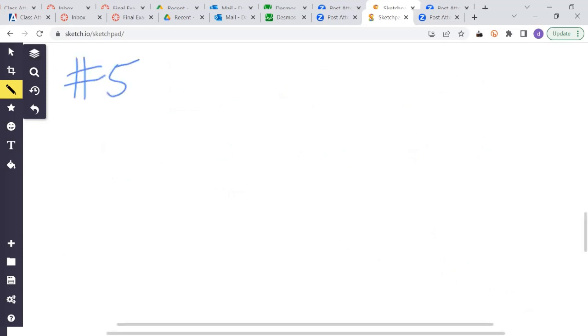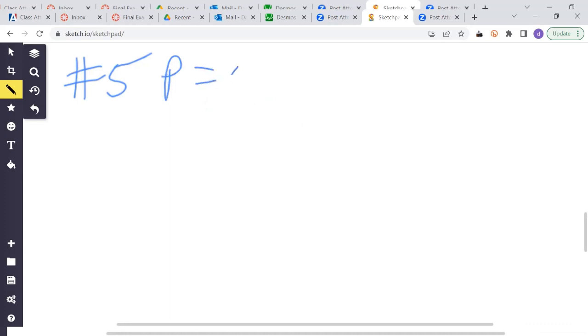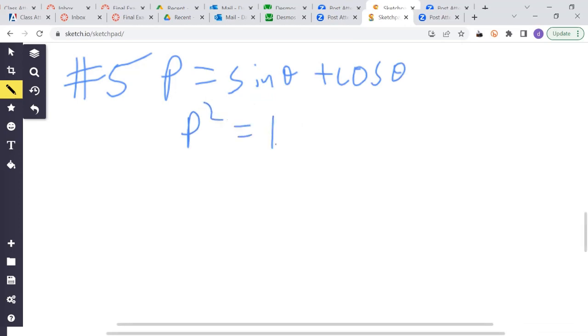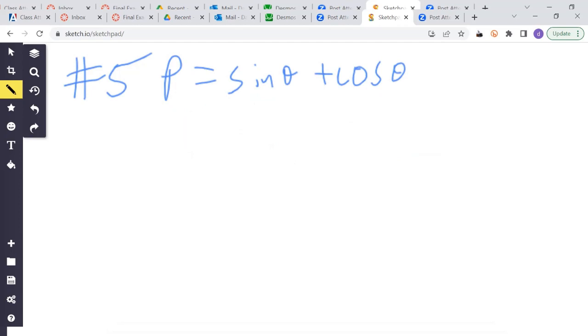Okay, number 5. And number 5, that idea is in section 8.6 in your books. So for this one, we're told that P equals sine plus cosine. And they want us to show that P squared equals 1 plus sine 2 theta. So let's take P and square it, and we show that it gives us this back. So we begin with P squared.